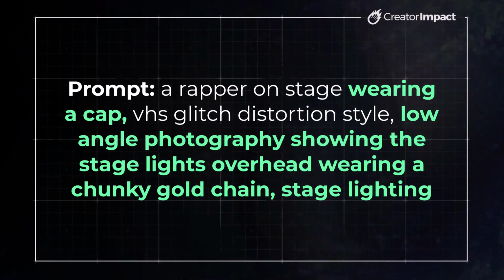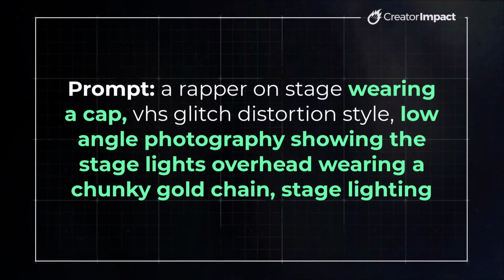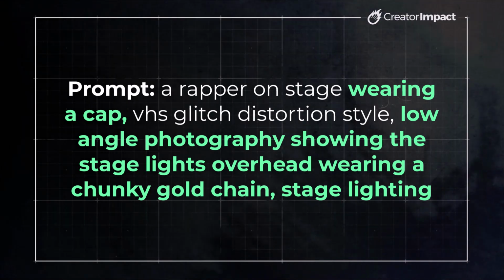This time I've added in some details. So I've got a rapper on stage wearing a cap, VHS glitch distortion style, low angle photography showing stage lights overhead, wearing a chunky gold chain, stage lighting. So I really want to see those stage lights. I want to see that chain. I want to make sure he's wearing a hat. These are the details I want to see.